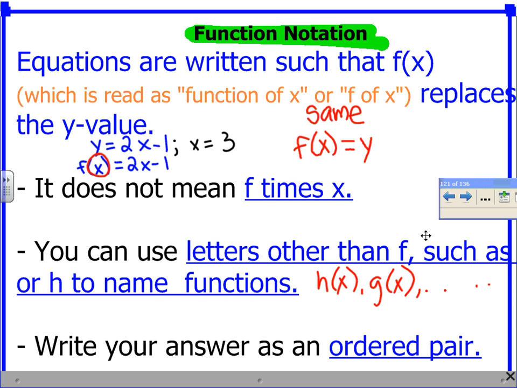Last part is we are always going to write our answer as an ordered pair. Always, always, always, and I know you're really good at this, but if you need to, remember your ordered pair is always x, comma, y. So we're always going to write our answer as an ordered pair.